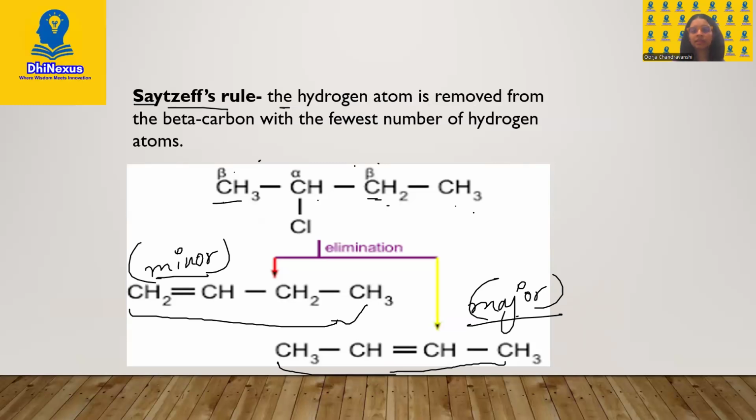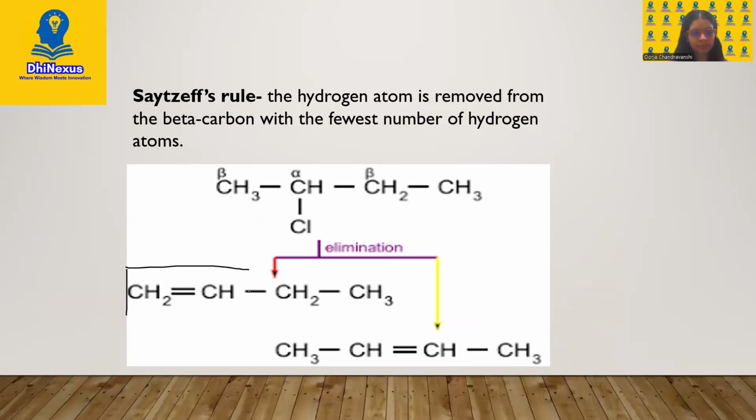You can also say that the alkene formed is the one which has more number of alkyl groups substituted. So if I just make a box here like this and look at the alkyl groups directly attached to the double bond, here I have only one directly attached. But in this case, I have two alkyl groups. So this is a highly substituted or more substituted alkene, and hence it is called the major product, and this will be the minor product.